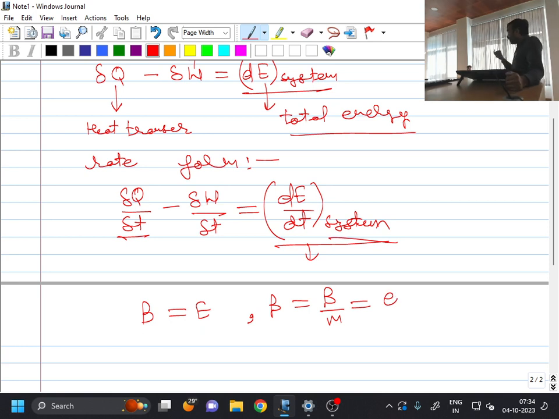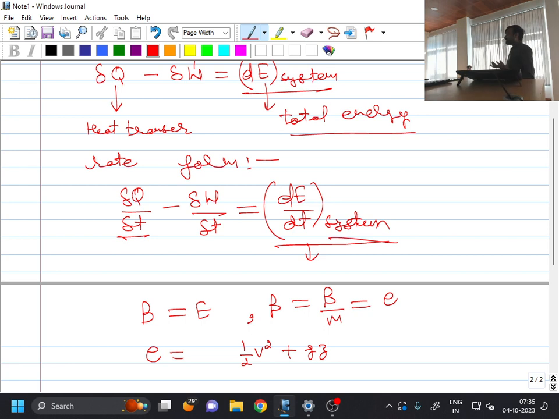And what is small e over here? Please tell me, from the subject of thermodynamics, what will be small e? Half V squared plus gz. Okay. Anything else? Sorry? P by rho. Okay.